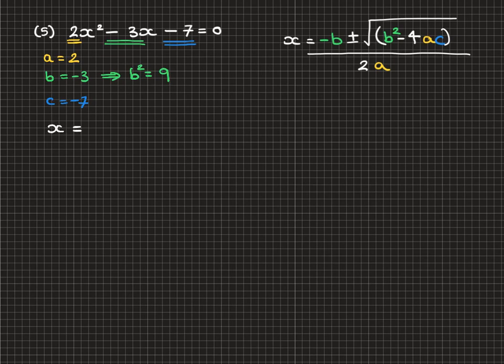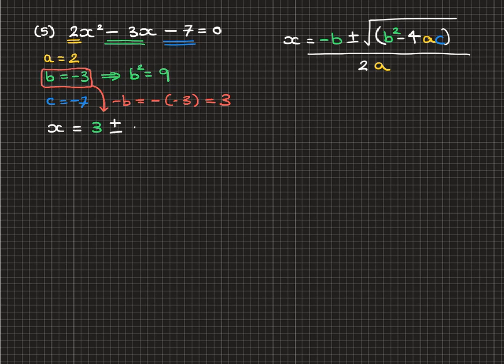x equals minus b. What is minus b equal to? It's equal to 3 because, remember, b was a negative value, so negative b is equal to -3, which is equal to 3. Be very, very careful with negatives.